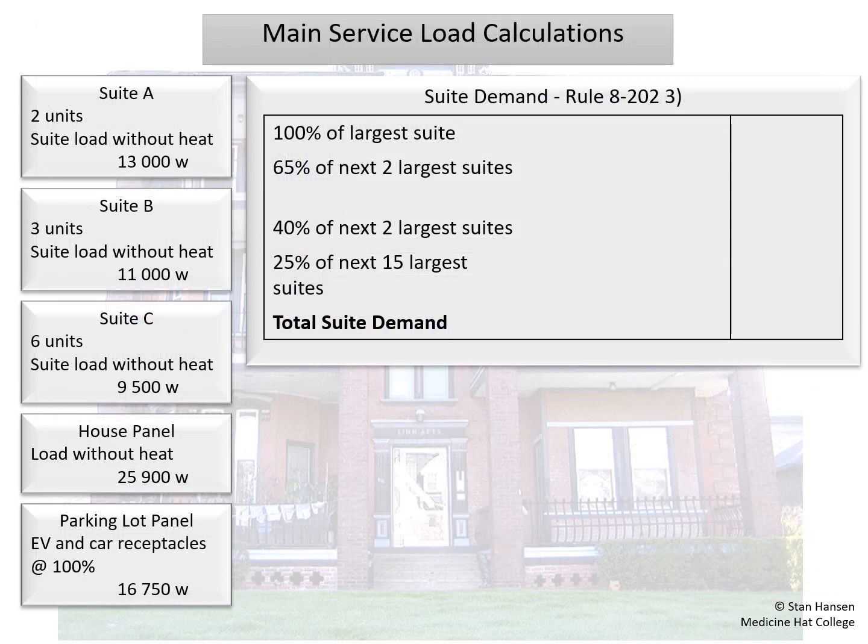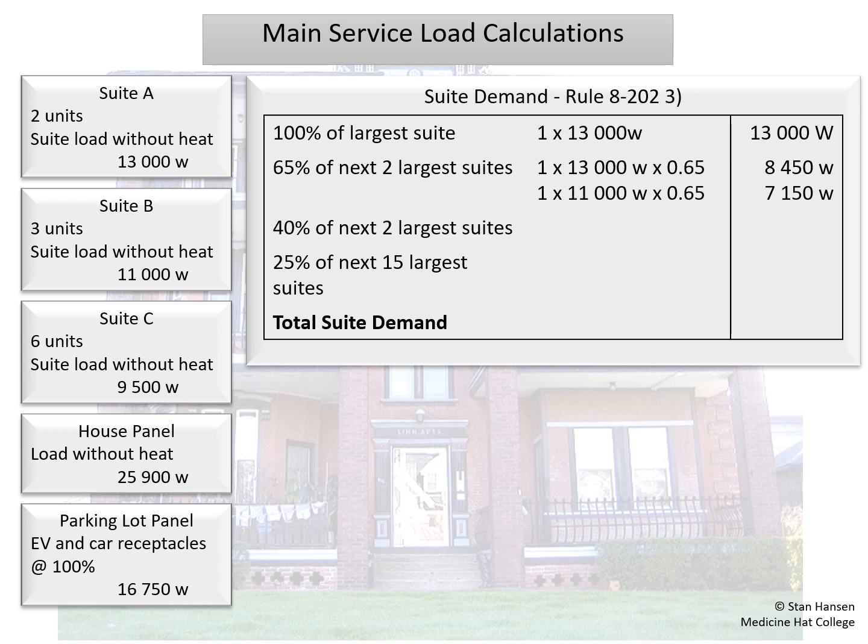I start my calculations for my main service using Rule 8202, Subrule number 3. And this begins with the suites. Subrule number 3 tells me how to apply my demand factor to each suite that I have, and it starts with using 100% of the largest suite. The largest suite we have is 13 kilowatts, so I'm going to add 100% of that one suite onto my subtotal list. The next step is to take 65% of the next two largest suites.